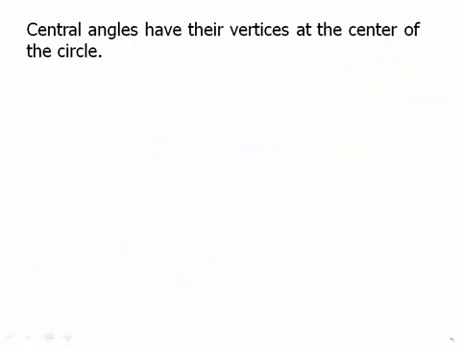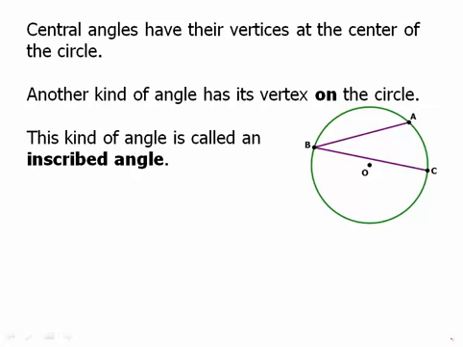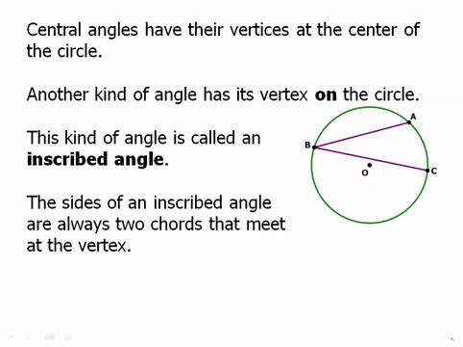So central angles have their vertices at the center of the circle. Another kind of angle has its vertex on the circle. Point B is on the circle. This kind of angle is called an inscribed angle. The sides of an inscribed angle are always two chords that meet at the vertex. So this angle is formed by the chords AB and BC, two chords, and they share a common endpoint, B. That common endpoint is the vertex of the inscribed angle.